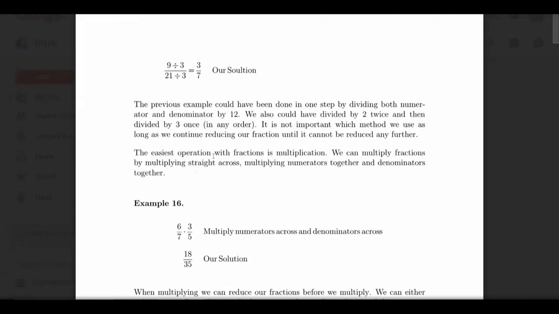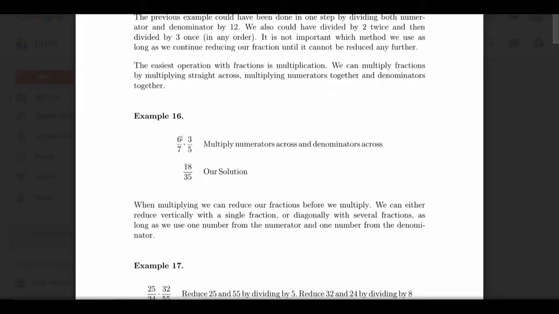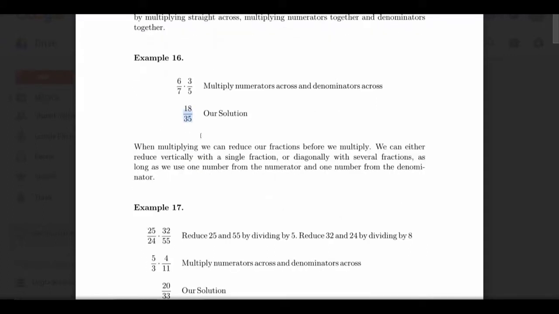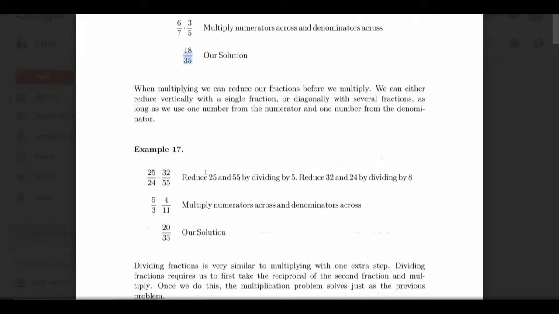So the easiest operation with fractions is multiplication. We can multiply fractions by multiplying straight across, multiplying numerators together and denominators together. So yeah, it's pretty easy. When you have 6 over 7 multiplied by 3 over 5, it's 6 times 3, that's 18. 7 times 5, that's 35. That's our solution. Boom. Can this be reduced? No, not really. 18 can be divided by 2, 3, 6, 9, but 35 is 7 and 5, so forget it.